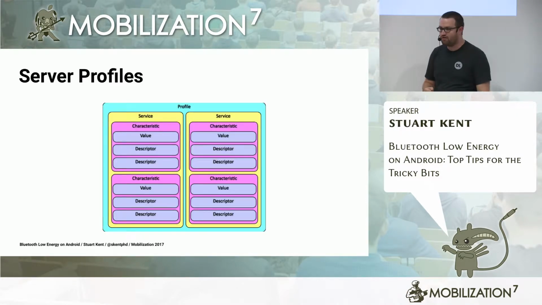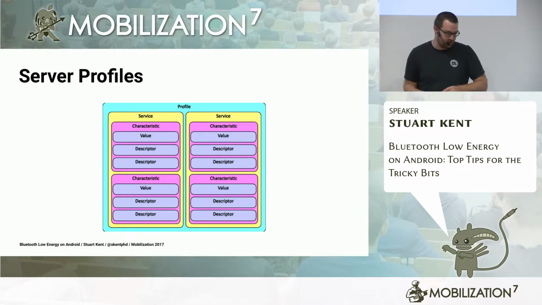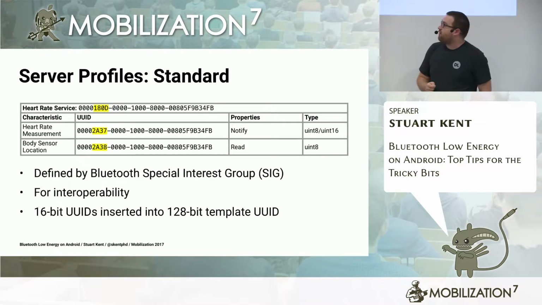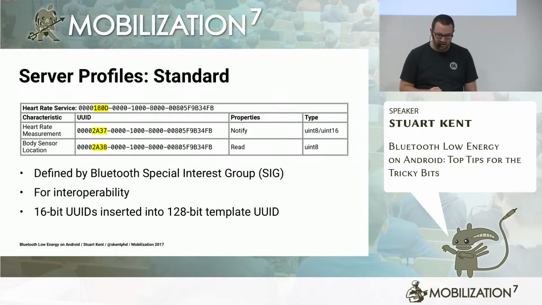So for the visual learners among us, that's kind of the same thing that I just said, but displayed visually. And again, the pinkish characteristics are the fundamental unit that you'll need to interact with, but you need to know all this profile information to be able to set up BLE communication in the first place. You'll also encounter two main types of server profile. So I'm calling these standard and then custom.